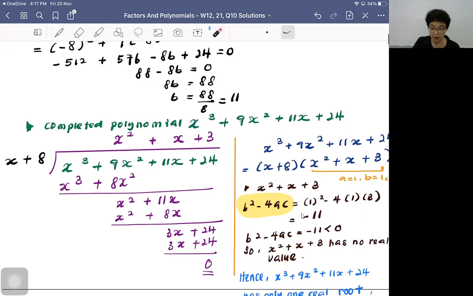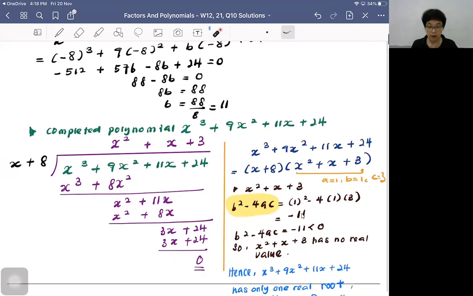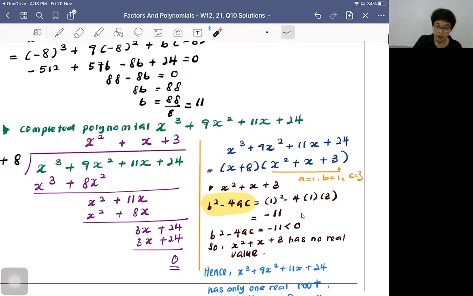Then now you have drawn down the positive 24, and by doing that, x multiply 3 gives you 3x. 8 multiply 3, you get positive 24, and 3 now, after dividing this, there is no remainder, and that is also the evidence that x plus 8 is the factor, because you have no remainder after dividing it from the polynomial. Now, you are getting closer to the conclusion.